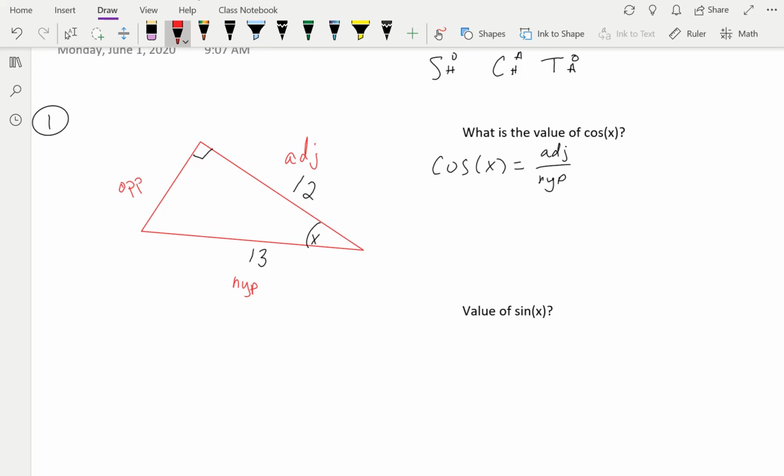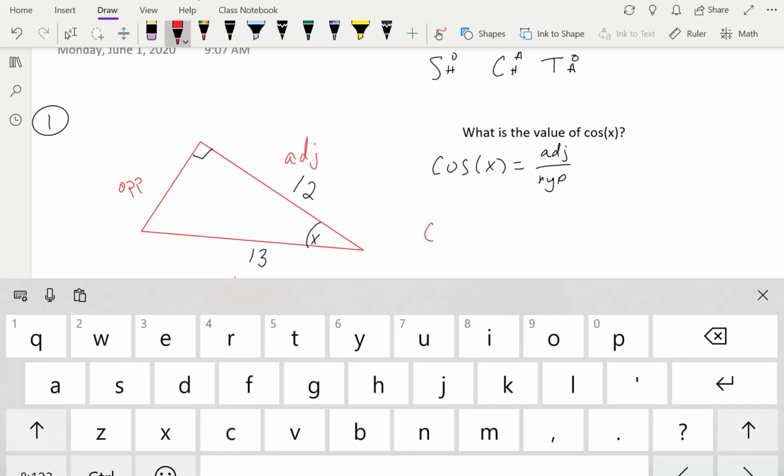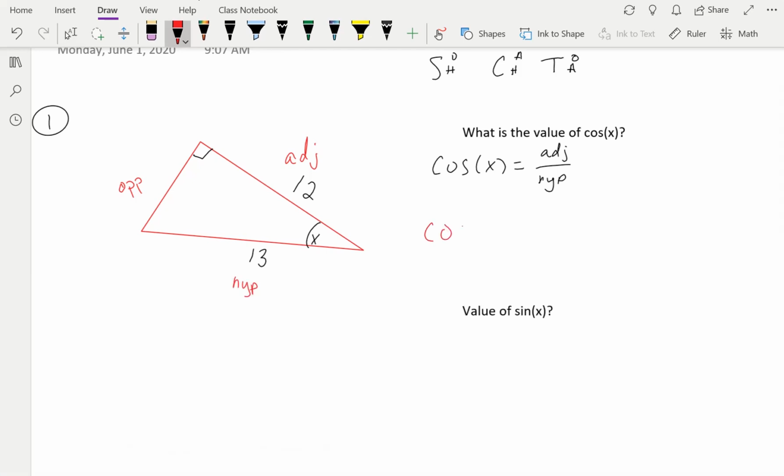So if we are finding the trig ratio that represents the cosine of x here, we need adjacent over hypotenuse. We already have our values for that. That's 12 over 13. So cosine of x equals 12 over 13. And there we are. We did it. That's it. That's all you need to do for that one.